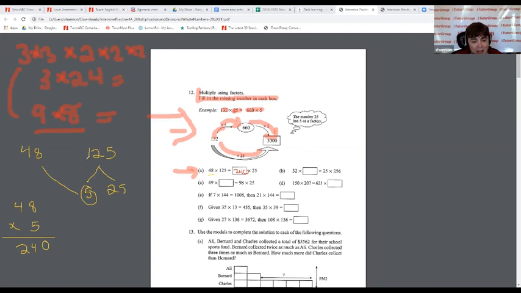He split 125 into the factors 5 times 25. And then he took this 5 and he combined it with the 48. And so instead of being multiplied by the 25 first, it's multiplied by the 48. So now 48 times 5 is 240.